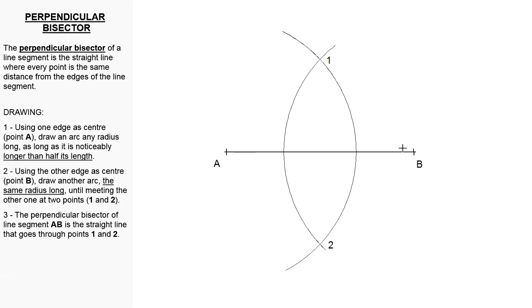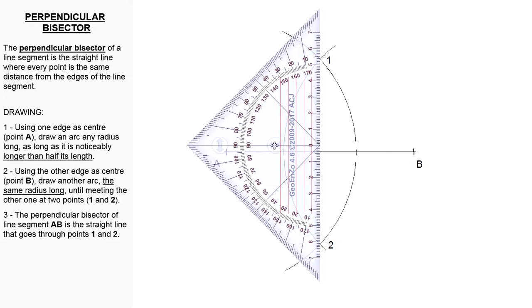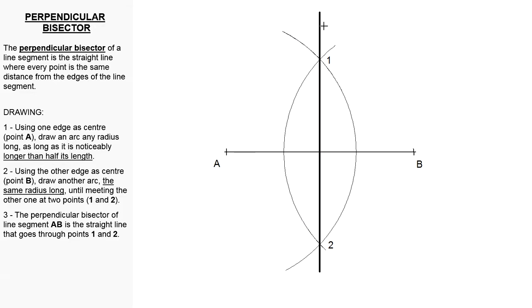So the line that goes through these 2 points, 1 and 2, is the straight line where every point is at the same distance at the same time from points A and B, the edges of the line segment. So it will be the perpendicular bisector of line segment AB.